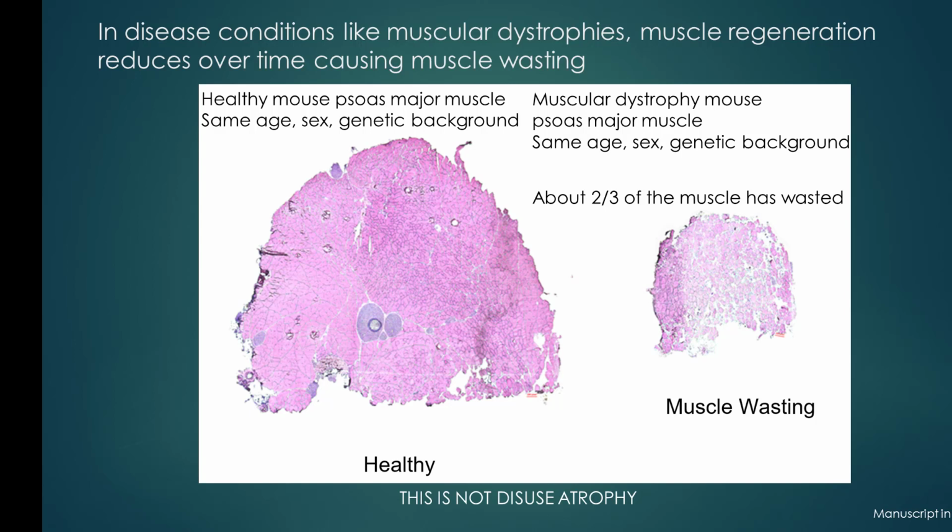In this slide, we compare a healthy muscle to a dystrophic muscle. It is evident that the healthy muscle is much larger than the dystrophic muscle. The dystrophic muscle is smaller and has undergone wasting because the regenerative potential has decreased over time.